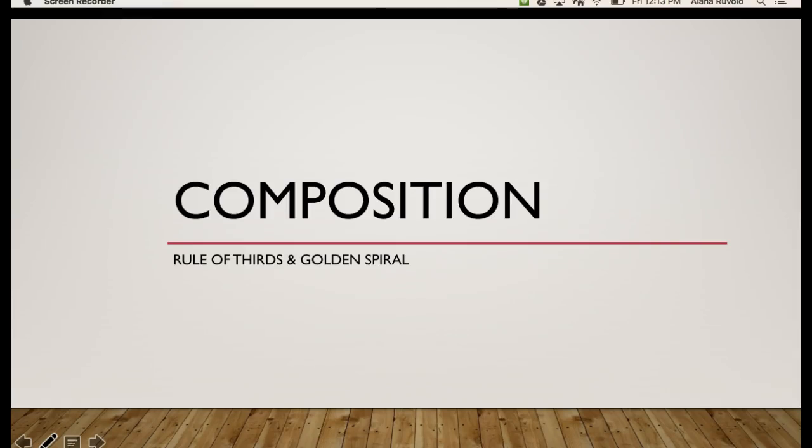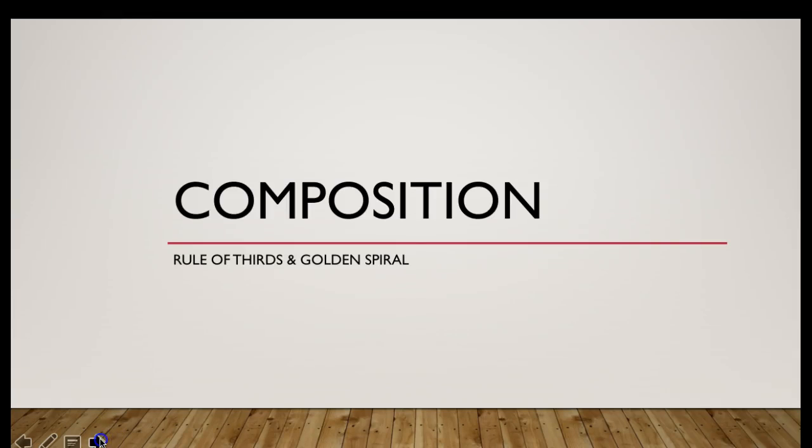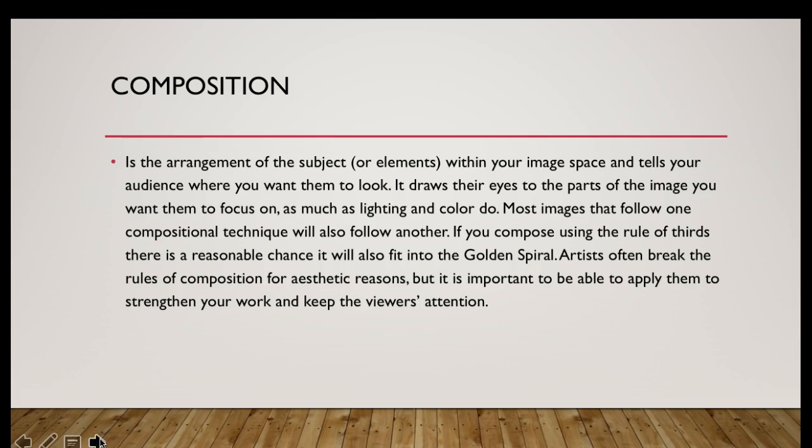Composition, rule of thirds, and golden spiral. Composition is the arrangement of the subject or elements within your image space and tells your audience where you want them to look. It draws their eyes to the parts of the image you want them to focus on, as much as lighting and color do.